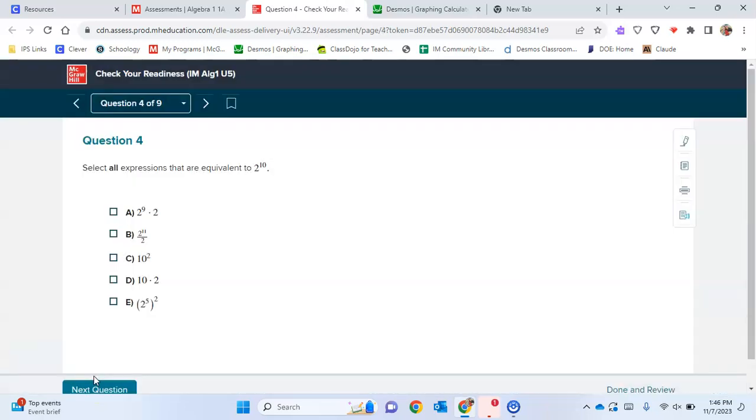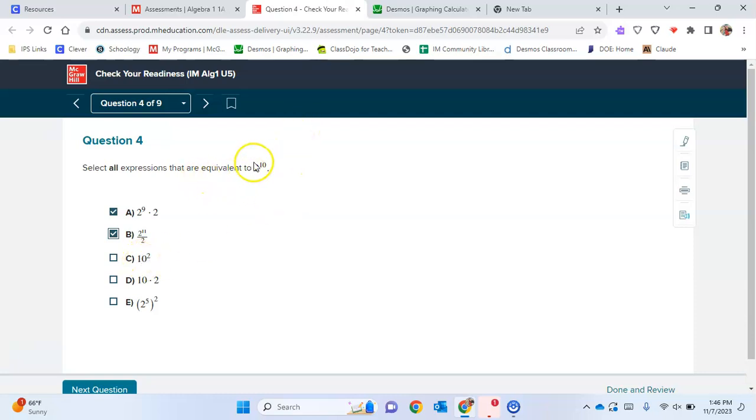Question 4. Select all expressions that are equivalent to 2 to the 10th power. 2 to the 9th times 2. When you multiply exponents, you add them. That one is 9, that one is 1, 9 plus 1 is 10. That is equivalent. When you divide exponents, you subtract. 11 minus 1 is also 10. That is equivalent.